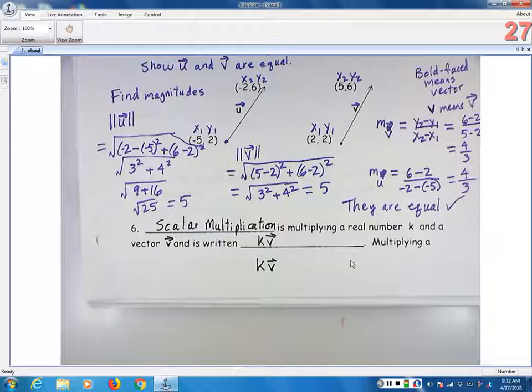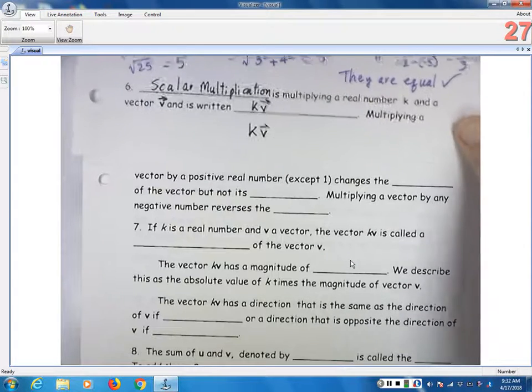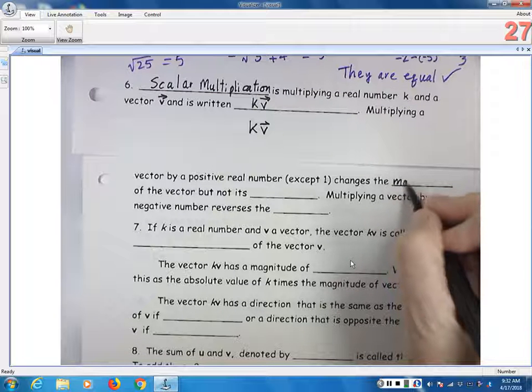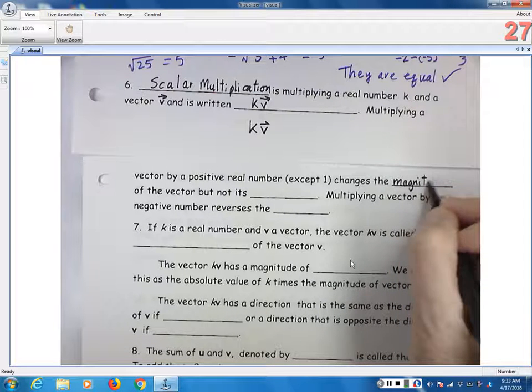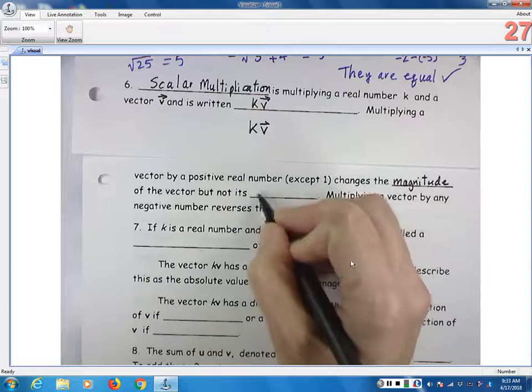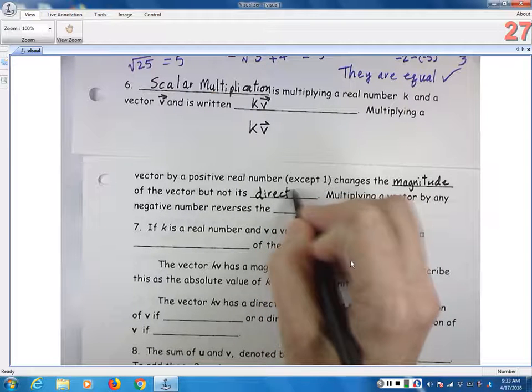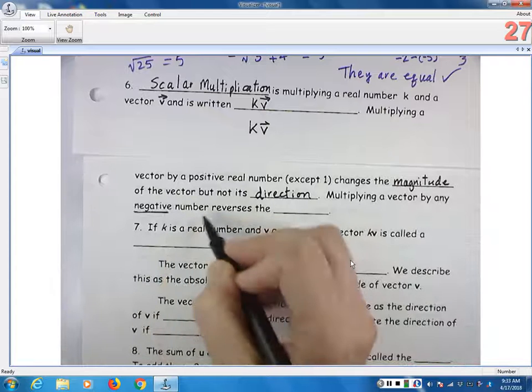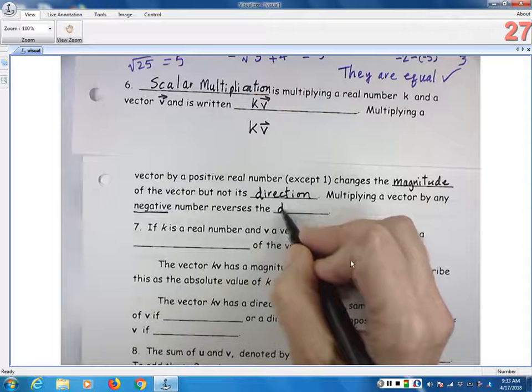Put some sort of arrow. I put a whole arrow. So multiplying a vector by a positive number, except 1, changes the magnitude of the vector but not its direction. Multiplying a vector by any negative number reverses the direction.